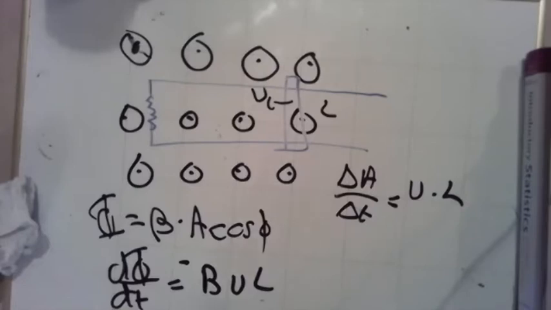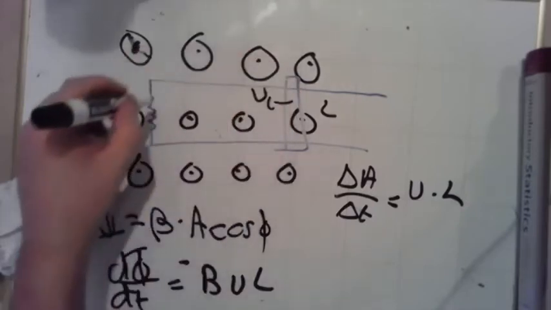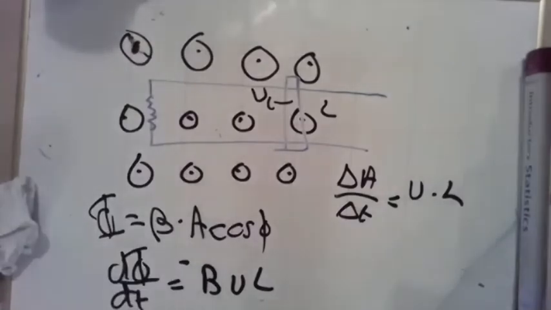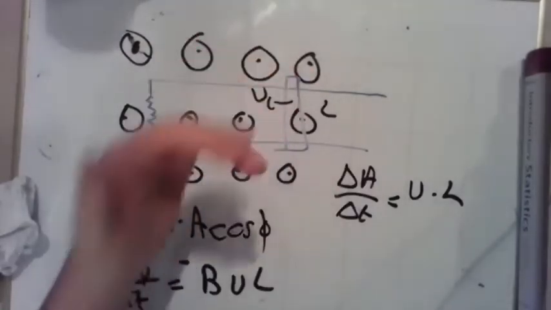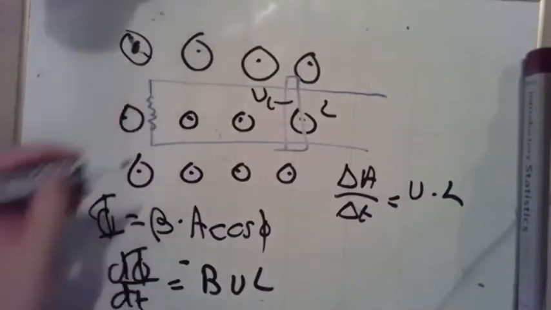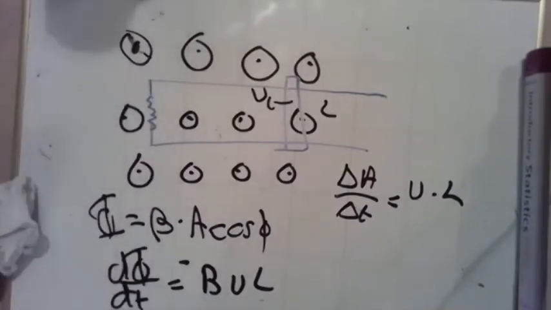That induces a current. So we're going to get a current flowing through here. So here's a good way to light a light bulb. This is what those things do. You squeeze your little handle and it lights up your light bulb. But a light bulb's just a resistor.